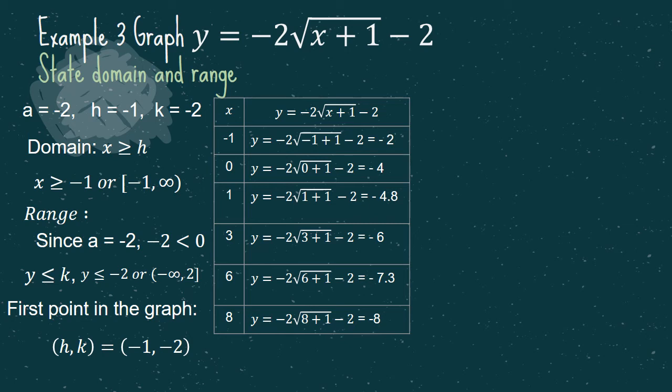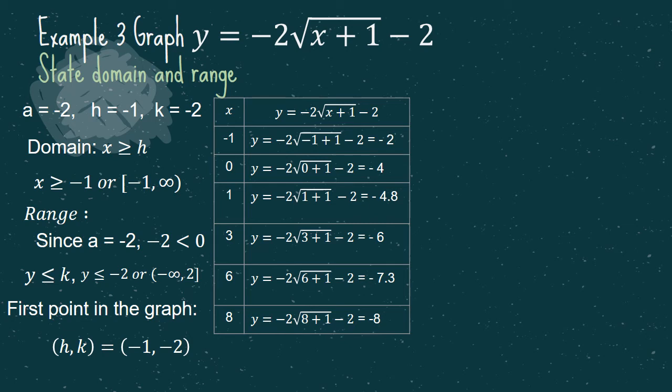If the x is negative 1, the value of the y would be equal to negative 2 times the square root of negative 1 plus 1, minus 2. I replace the x by negative 1, and if I simplify this expression, the answer is negative 2. If the value of the x is 0, y becomes negative 2 times the square root of 0 plus 1, minus 2, and if I simplify this expression, it becomes negative 4. If the value of the x is 1, the value of y would be negative 2 times the square root of 1 plus 1, minus 2, and this is approximately negative 4.8.